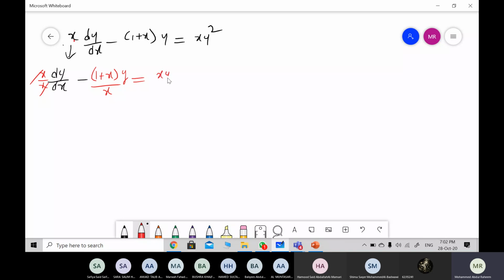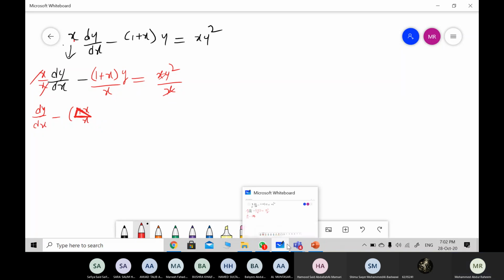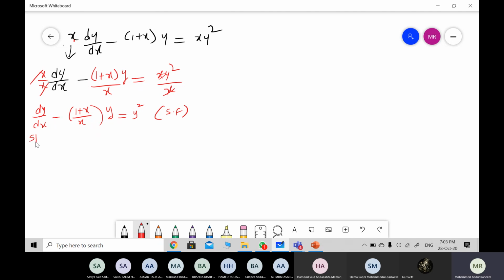y, x cancel. dy over dx minus x y square. This is just to bring the standard form, SF. After standard form, now step 1. What is step 1? Divide with y square.